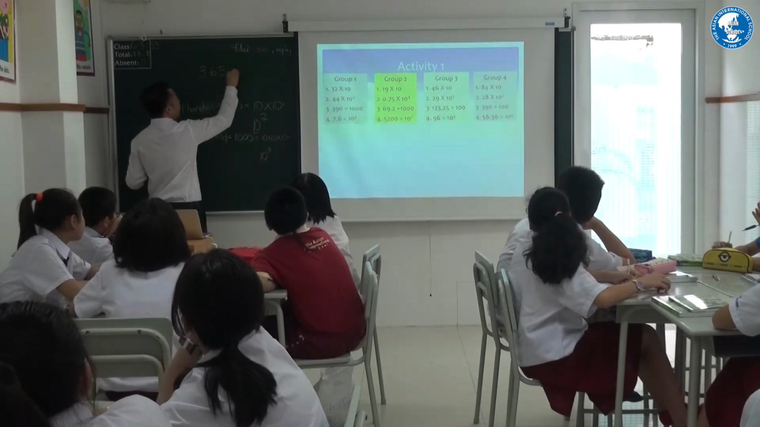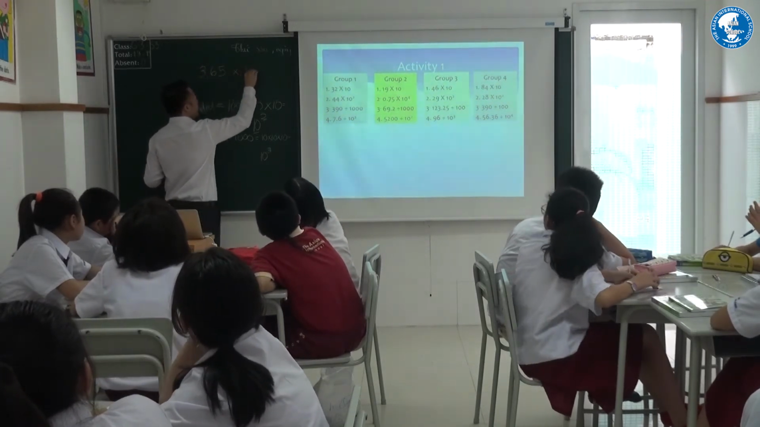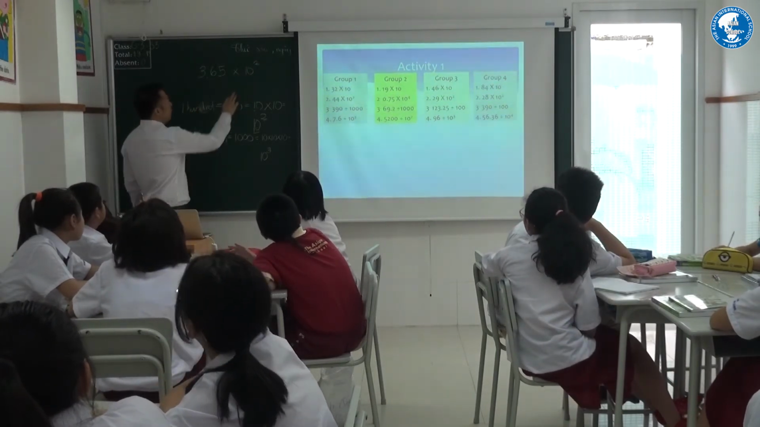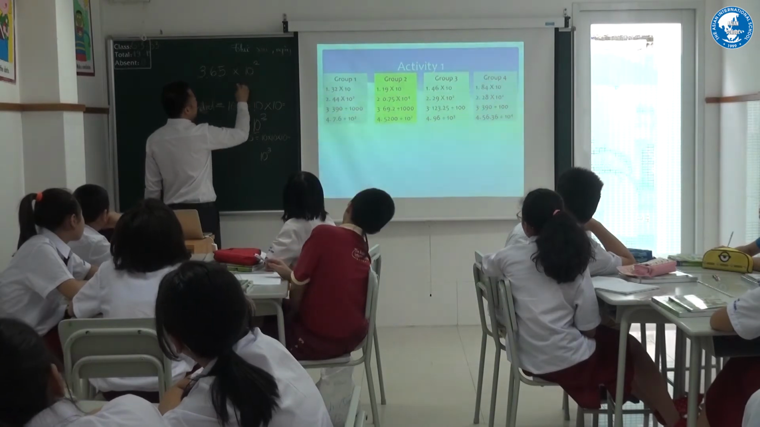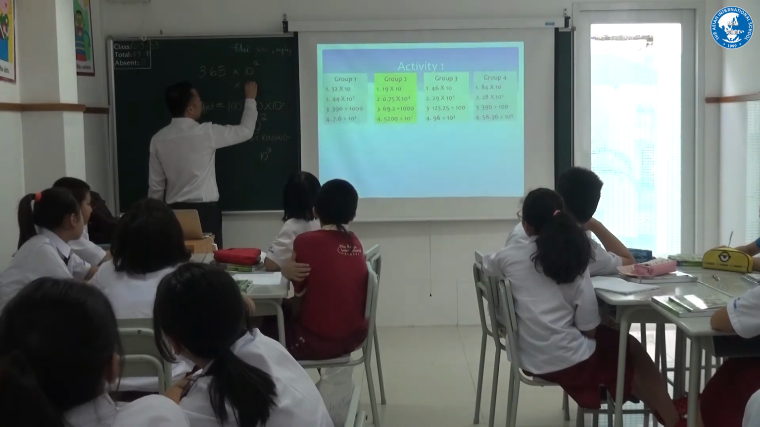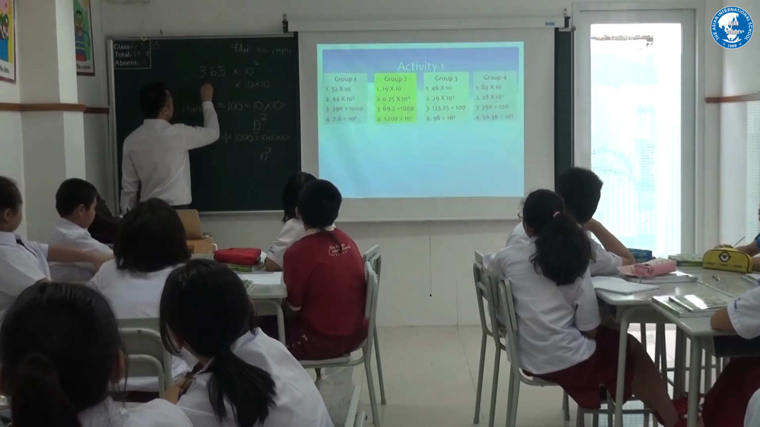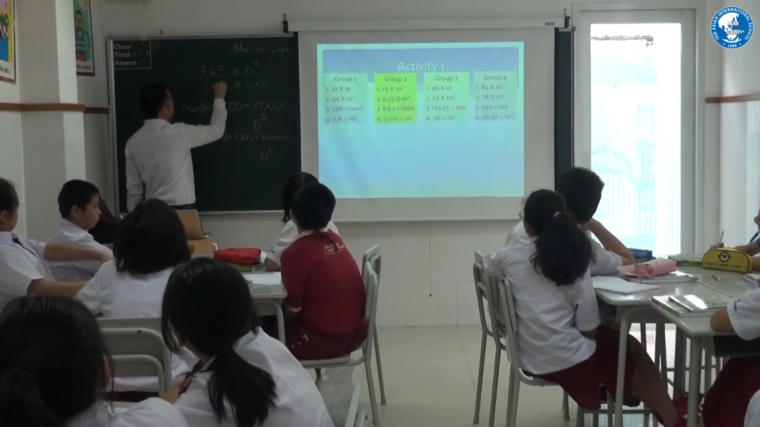Okay. So for example, you have 3.65 and you are asked to multiply it by 10 raised to the 2nd power. How do you solve this? Your 10 raised to the 2nd power is also equal to 10 times 10, right? So this is 3.65.